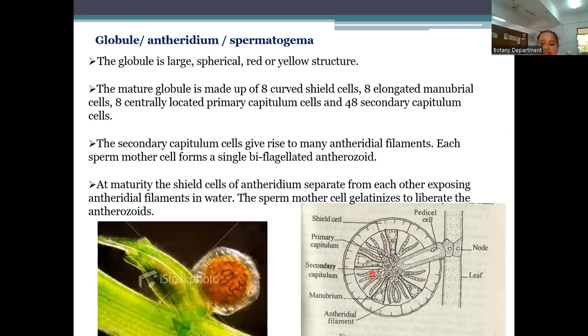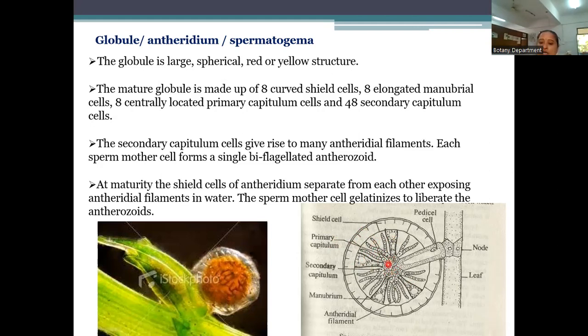In between the manubrium, you can observe here 1, 2, 3, 4 cavities. In between the manubrium cells, cavities are present. That cavity is called the primary capitulum. See here, this is the primary capitulum. In the primary capitulum, here you can observe inside, this is called the secondary capitulum cell.